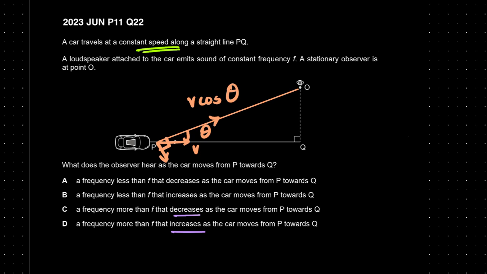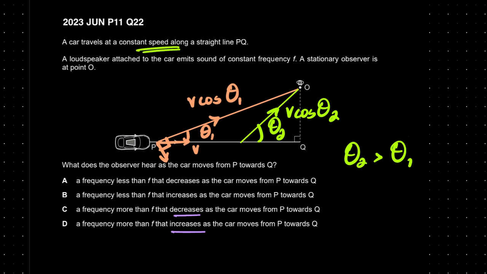Alright? Again, V is the same, and let's say this is theta 1. If I go on to another stage, probably something like this, now my theta is obviously greater, and this would now be V cos theta 2, right? So theta has gone up. Theta 2 is basically greater than theta 1. And how the cos function works is now cos theta 2 would be less than cos theta 1.